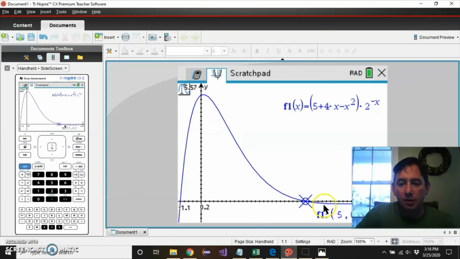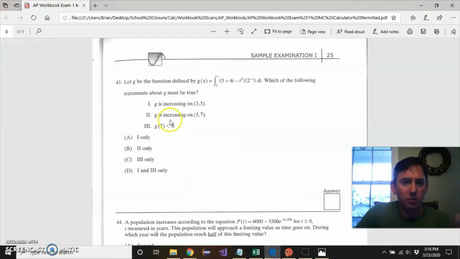G is increasing from 5 to 7. Let's see. From 5 over to 7, I'm moving forward and chomping up all of this negative area. It's all below the x-axis. So G would actually be going down. It's going up this whole time, and then it's going to start going down because I'm adding negative area into G. So 2 is false. G of 7 is negative. That's going to be false.